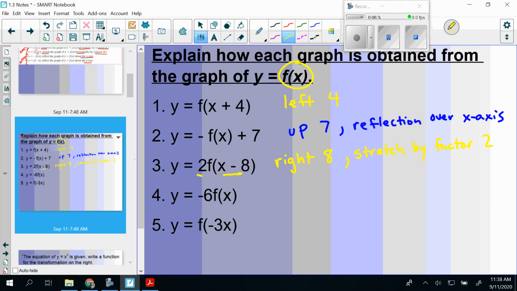All right, next one. We got two things again. We got a negative and a 6. Negative is outside. So it's going to be vertically. That's going to be a reflection. Any negative is always a reflection.